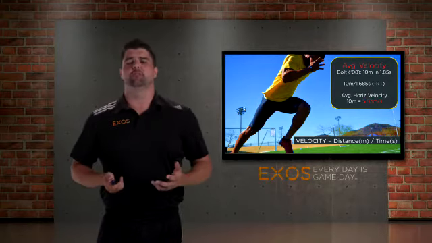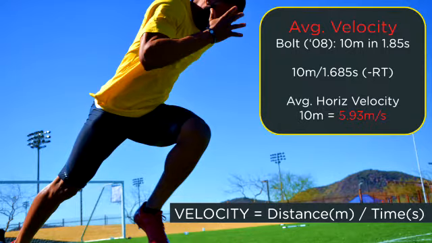Let's use an example of Mr. Usain Bolt in the 2008 Olympics. He covered the first 10 meters in roughly 1.85 seconds. If we remove his reaction time, we can see that 10 meters divided by the actual time it took him to run it, 1.685 seconds, results in a velocity of about 5.93 meters per second.